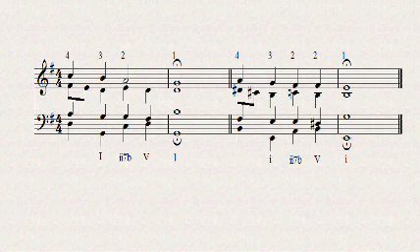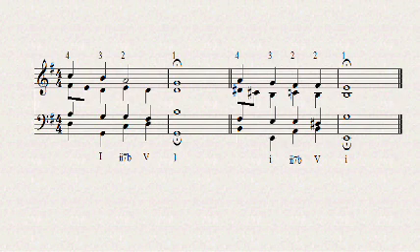Going back to the cadences that we have constructed, which are now complete, let's hear how they sound. First, the example in G major. Now the example in E minor.